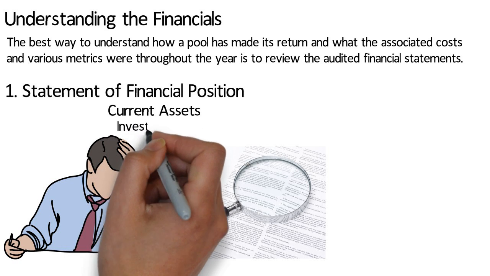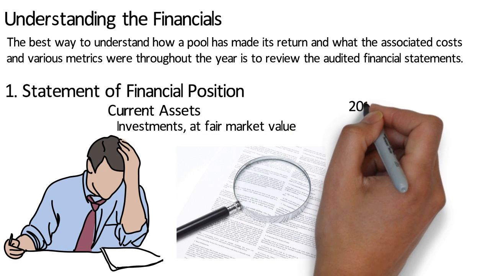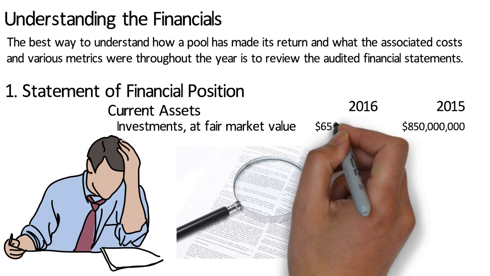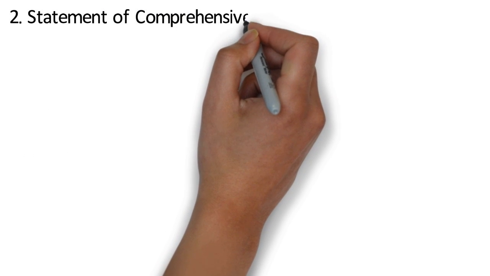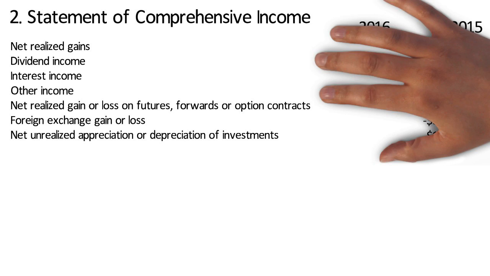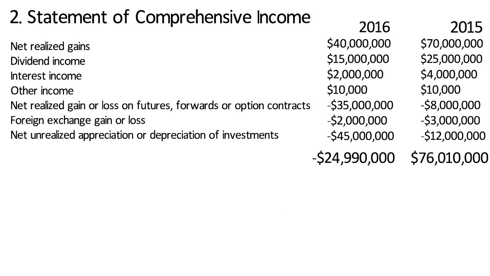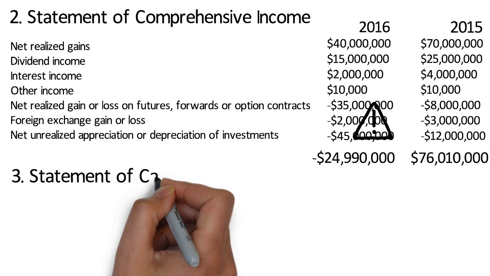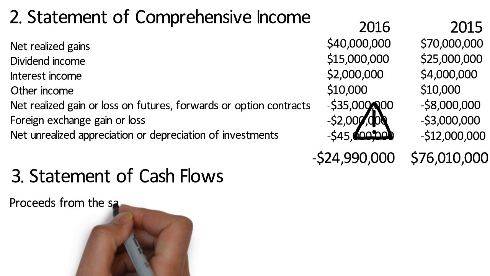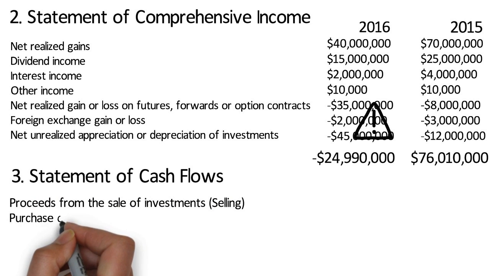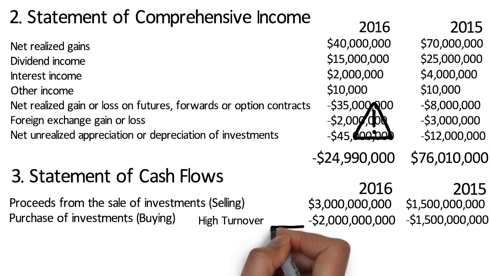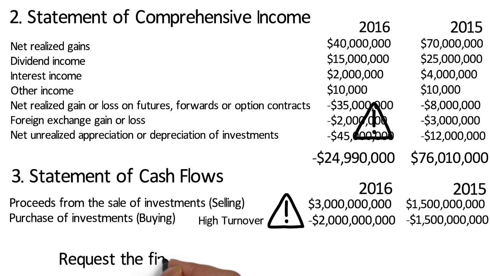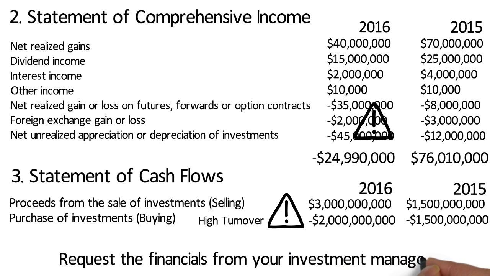Statement of financial position. Review current assets to gain an understanding if the pool has experienced growth or redemptions. A significant decrease in assets should be a red flag. Statement of comprehensive income. Review the income and expenses to understand how the pool made its return and what the expenses were. Any extraordinary expenses should be a red flag. Statement of cash flows. Review the proceeds from the sale of investments and purchase of investments to understand portfolio turnover characteristics. Large figures for buying and selling is an indication of high turnover and should be a red flag. If you do not receive the financials, we recommend you request them from your investment manager.